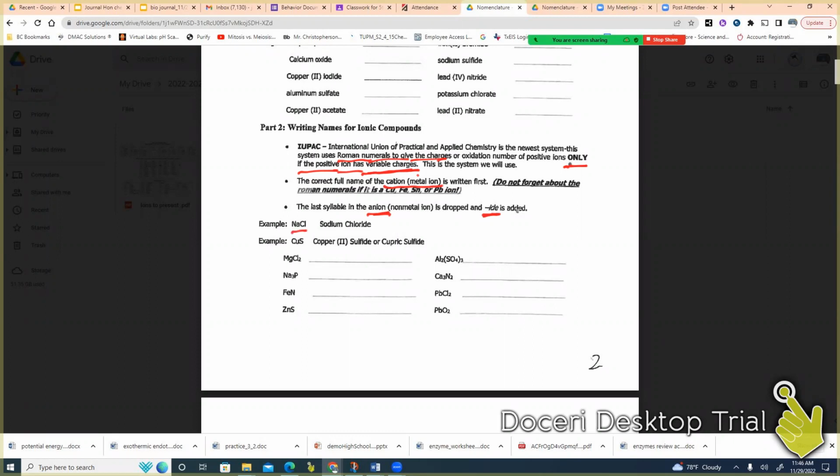So if I look at NaCl, Na is sodium, Cl is chloride.